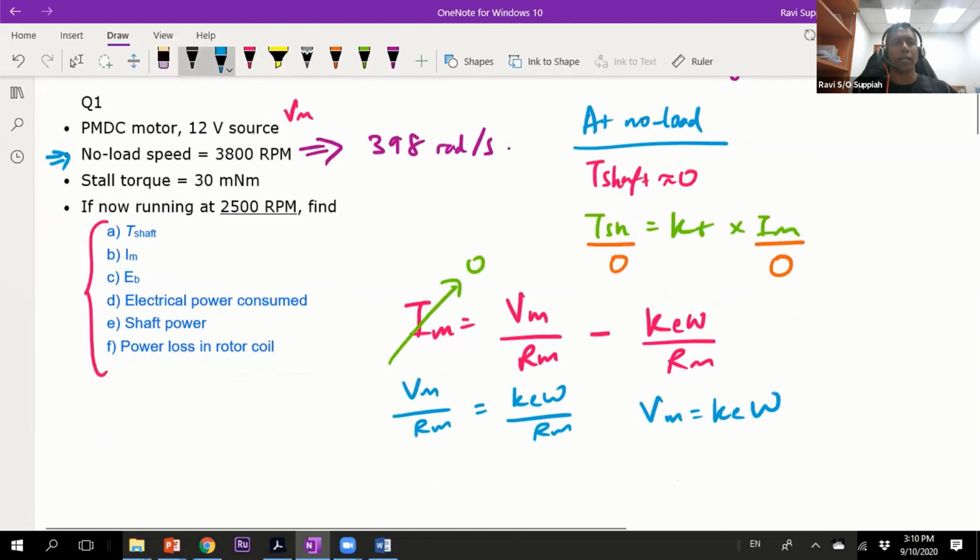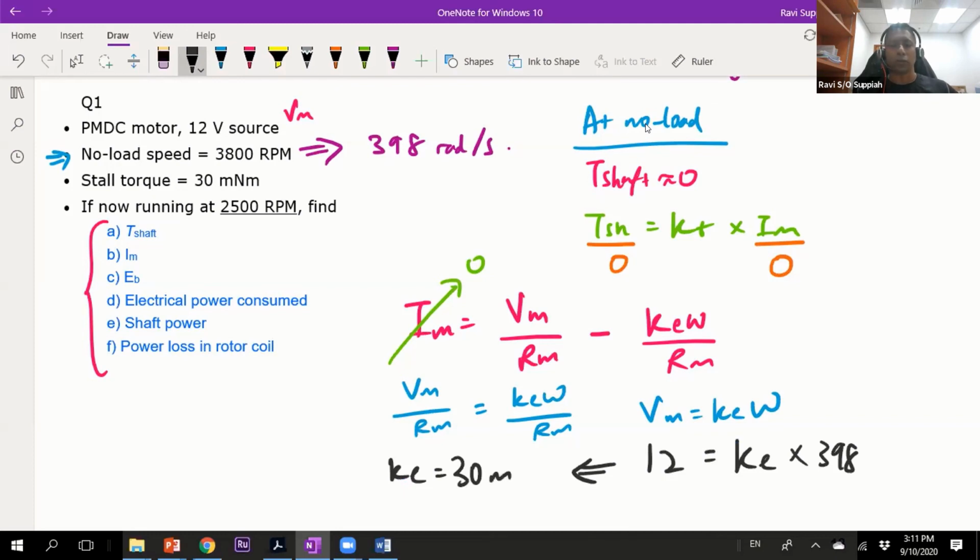Okay. So what is Vm? Vm is 12, and omega is 398. So with this we can get Ke value to be 30 milli. The actual unit, if you look at what we're doing, we're taking voltage divided by omega. So in terms of unit, it will be millivolt divided by radians per second. So that is the unit for Ke, because in this case we are relating the voltage Vm over the omega, which is radians per second.